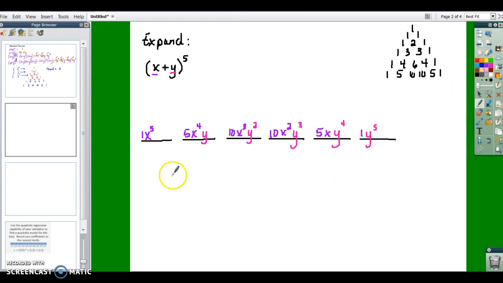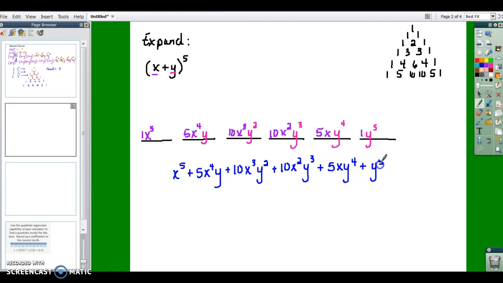So if I were to just write it out, I would just have x to the 5th plus 5x to the 4th y plus 10x cubed y squared plus 10x squared y cubed plus 5x y to the 4th plus y to the 5th. That would be the binomial expansion. Now, because this has a plus in it, all of the terms here are plus. Let's change it up in our next example.